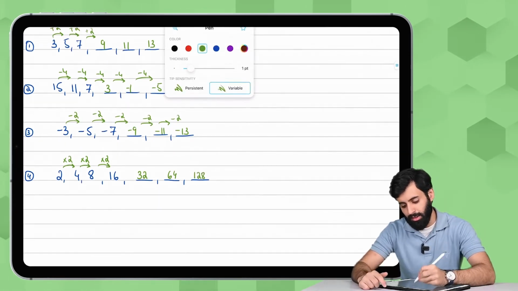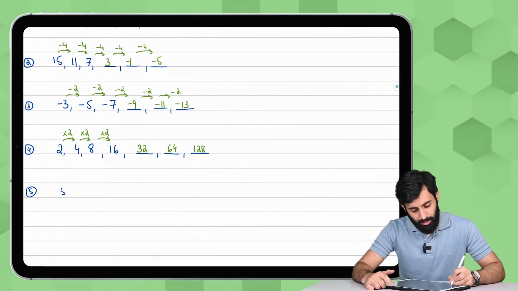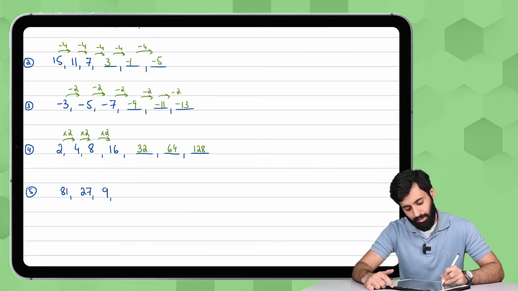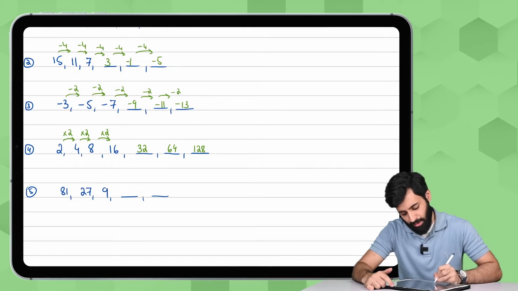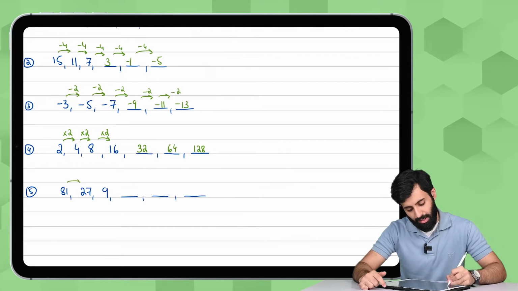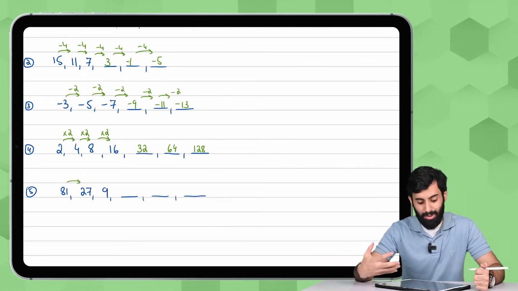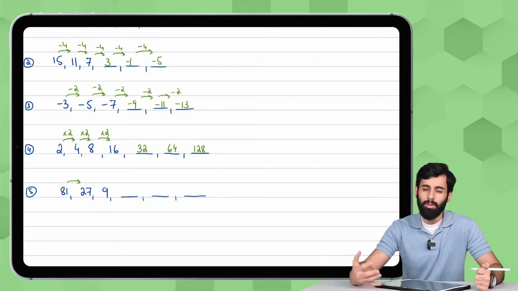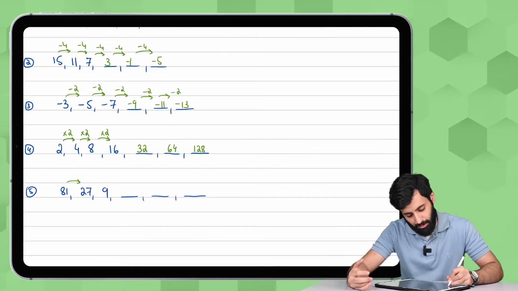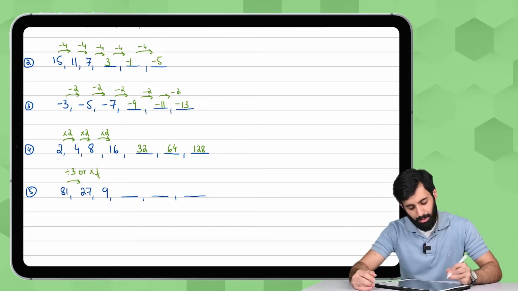Okay, so let's do one more example. Let's say you have 81, 27, 9. This time I'm just going to give you three terms. Okay, so how exactly are we going from 81 to 27? If you have a calculator right now, I want you to divide 27 by 81, and you will notice you get 1 upon 3. So there are two ways to look at it. You can either say that you're dividing by 3, or you can say that you're multiplying it by 1 upon 3.